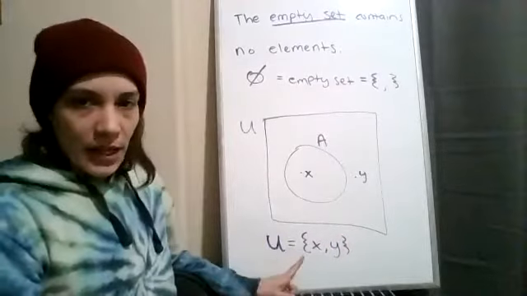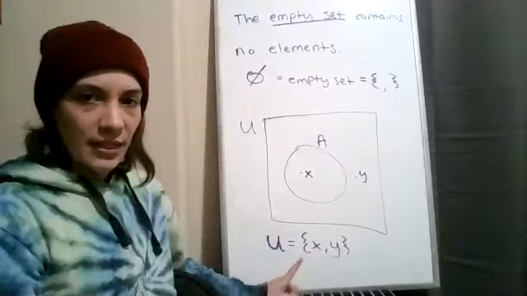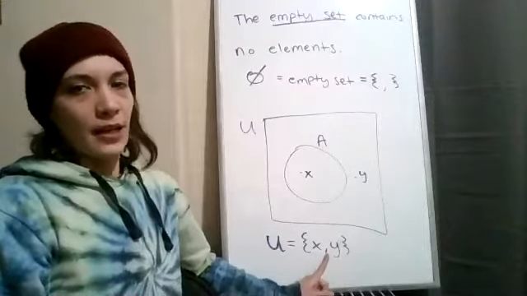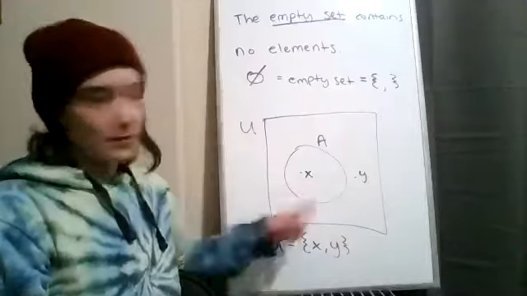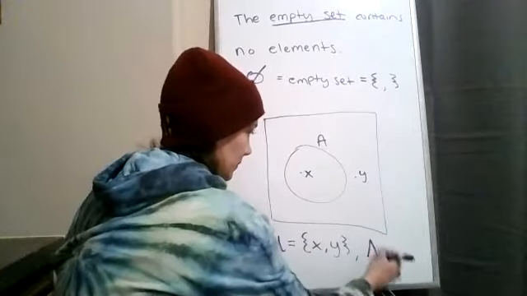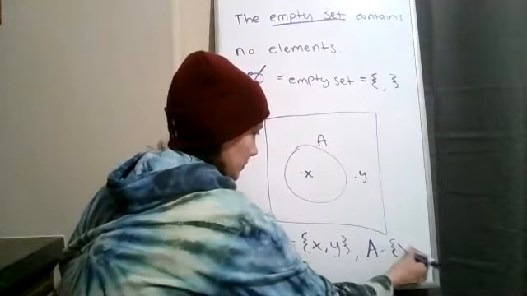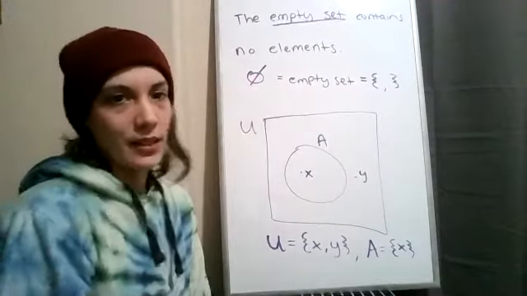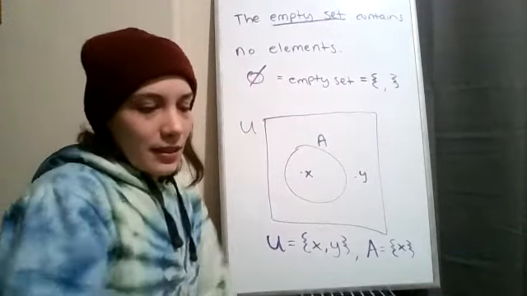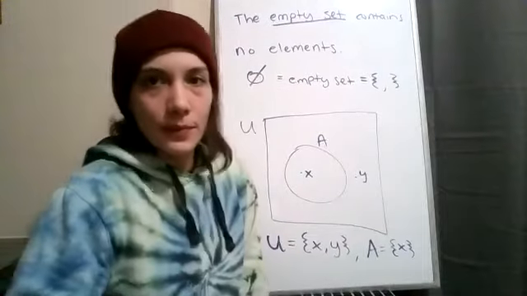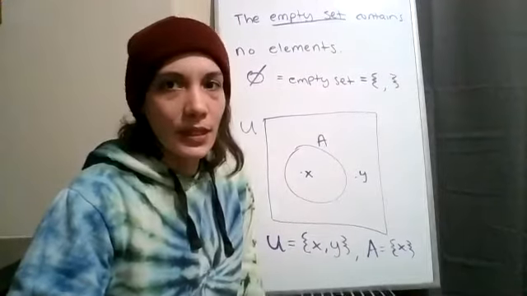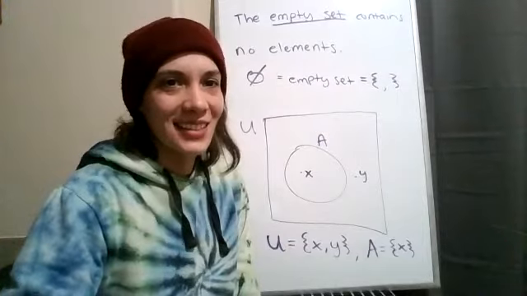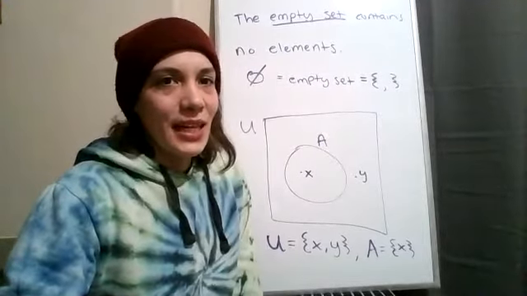Okay, so U, and then you have set containment with the curly brackets, and the elements X and Y are separated with this comma. The set A contains X. Okay. Any questions?